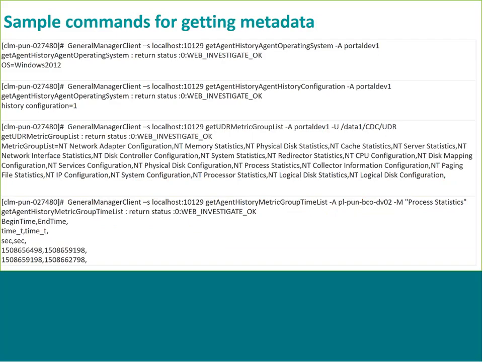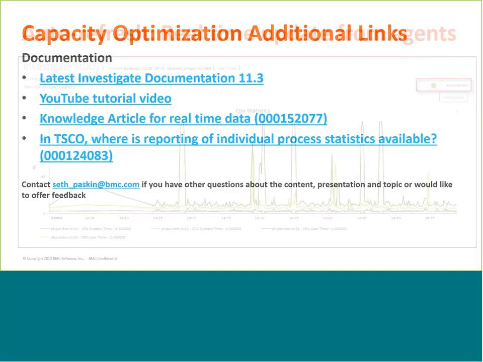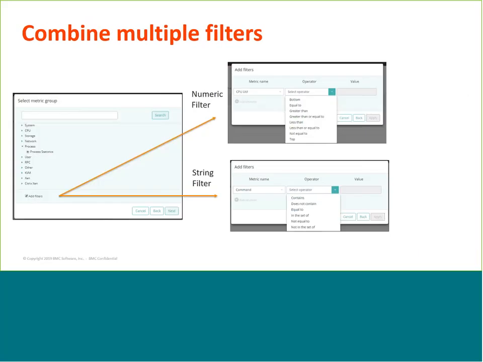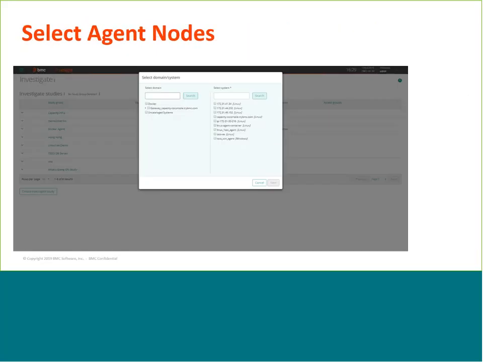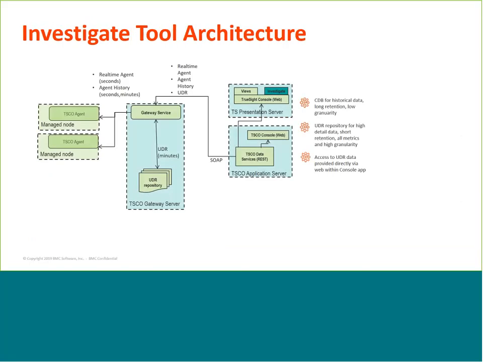It fits into the following architecture. We support both endpoints. Sorry, I'm scrolling a little fast here. So the SOAP API is the gateway server API, and then the application server has a REST API that we give you access to as well.